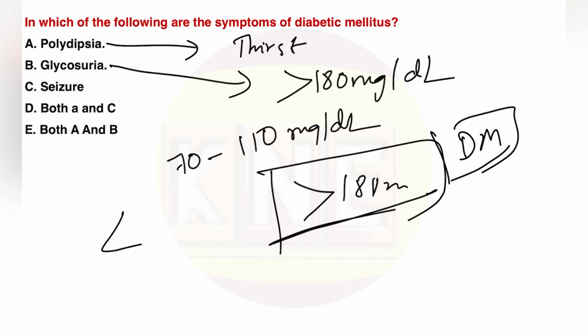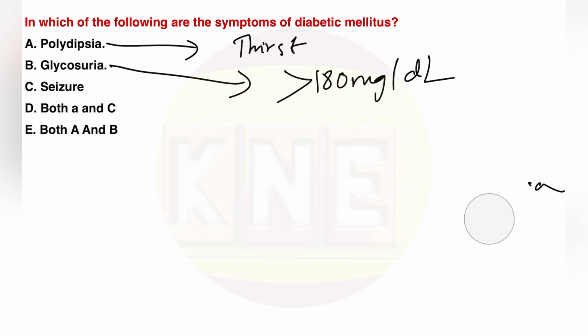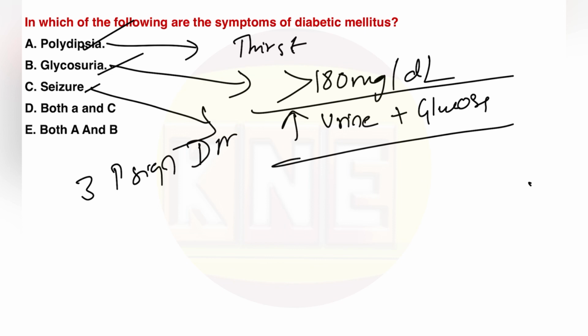Less than 70 is called hypoglycemia. More than 180 mg is called hyperglycemia. Here glycosuria occurs, meaning urine with glucose, increased glucose in the urine. Seizures are not present in diabetic mellitus if it is uncomplicated. So which one is the right answer? Polydipsia. See, the 3P signs are present in diabetic mellitus.